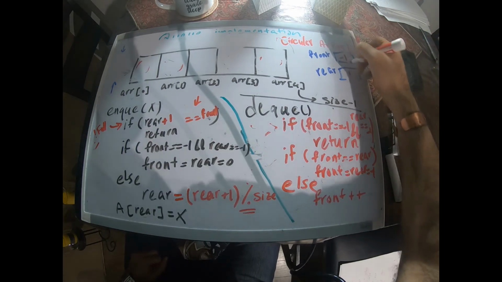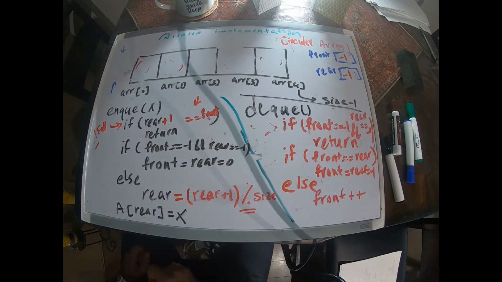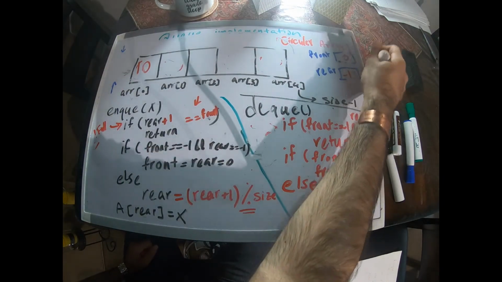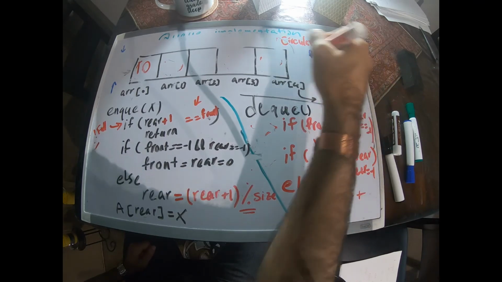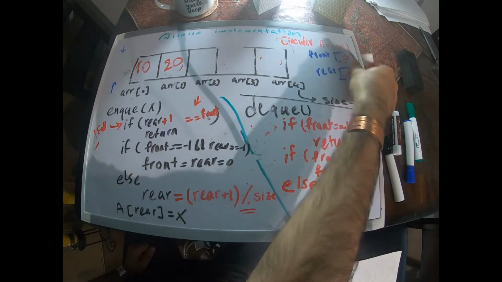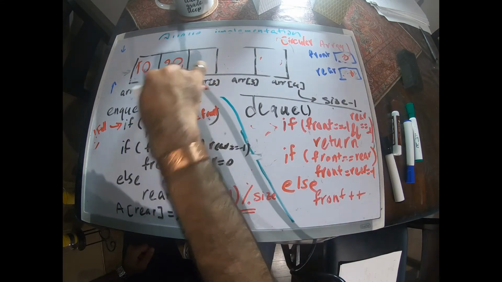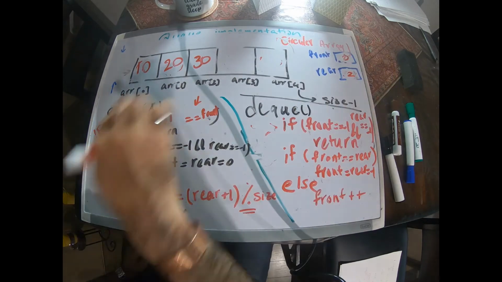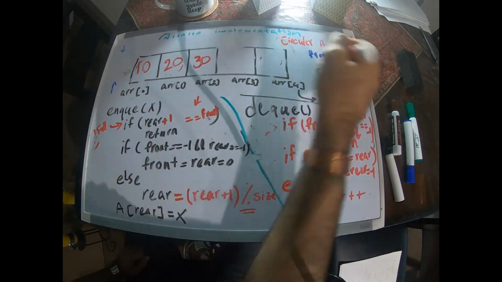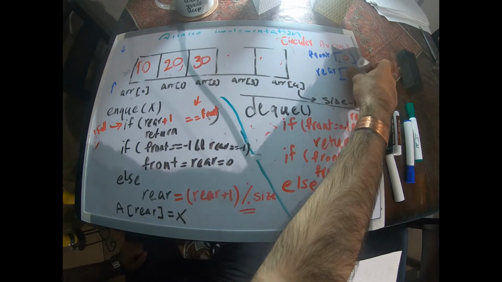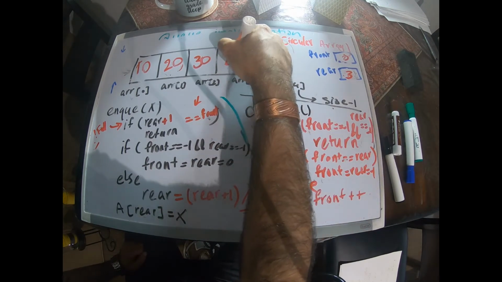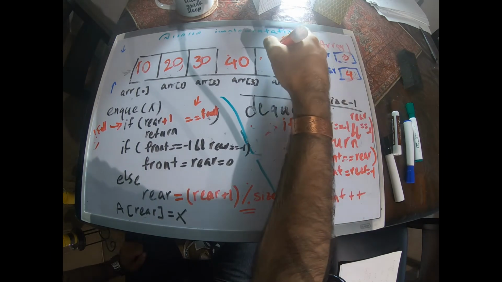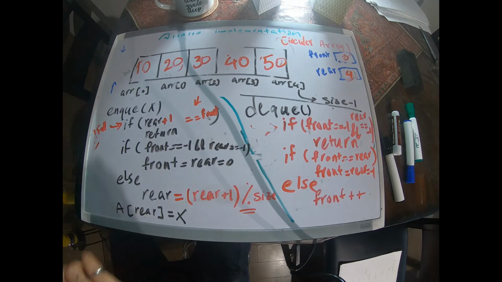So our front and rear are both -1. We're going to NQ 10. So both front and rear become 0. We're going to NQ 20. Rear becomes 1. Insert the 20. 30. Rear becomes 2. This is front. This is rear. NQ another one. Rear 3 and 40. NQ another one. Rear 4. NQ 50. Now the array is full.